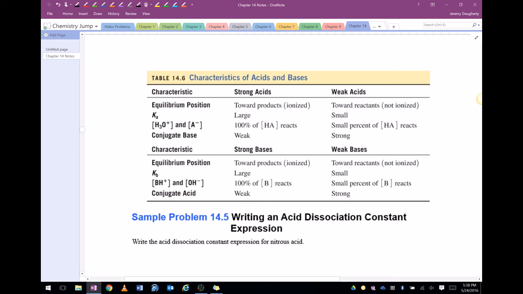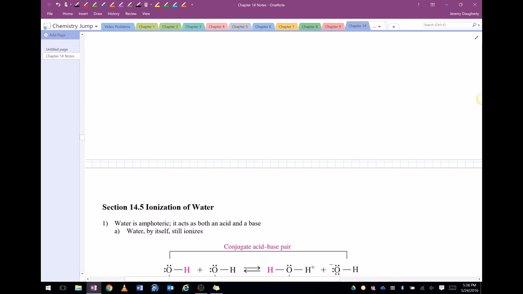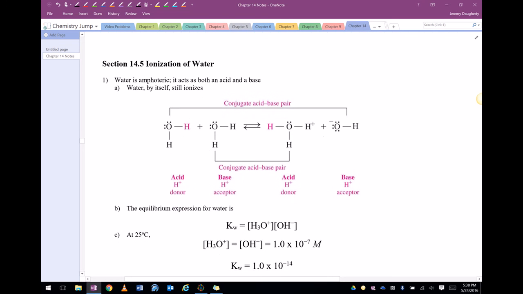Alright? But again, looking at that sample problem, I think you'll be okay with what we need you to know here, which is, for the most part, realize that they exist, realize that we can write an equilibrium expression for them. Okay?